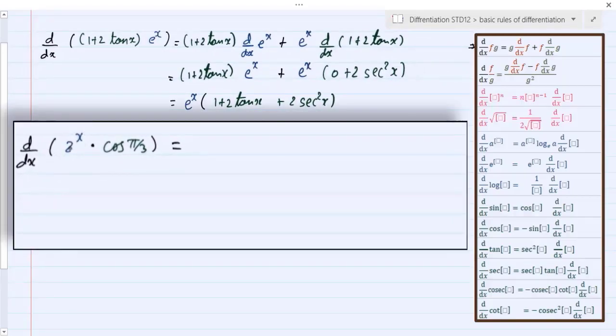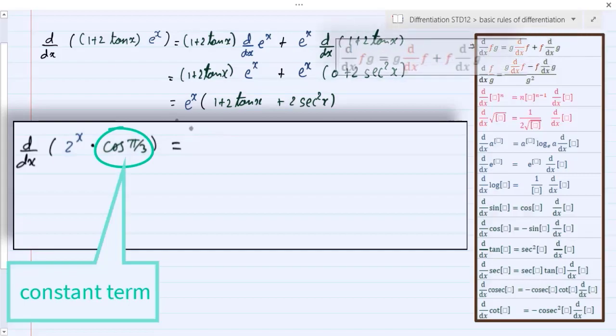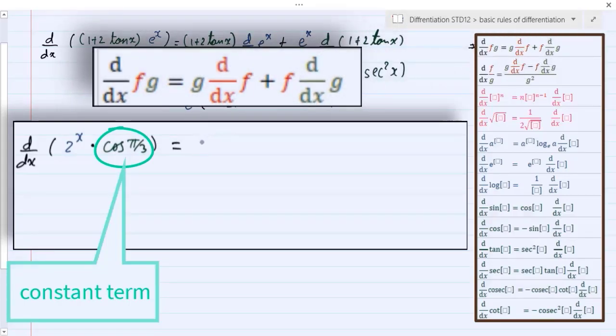Now let's find out the differentiation of 2 raised to x into cos pi by 3. If we forget that cos pi by 3 is constant and apply the multiplication rule, then let's see what happens. 2 raised to x is as it is. Differentiation of cos pi by 3, plus in the second term your cos pi by 3 will be as it is.